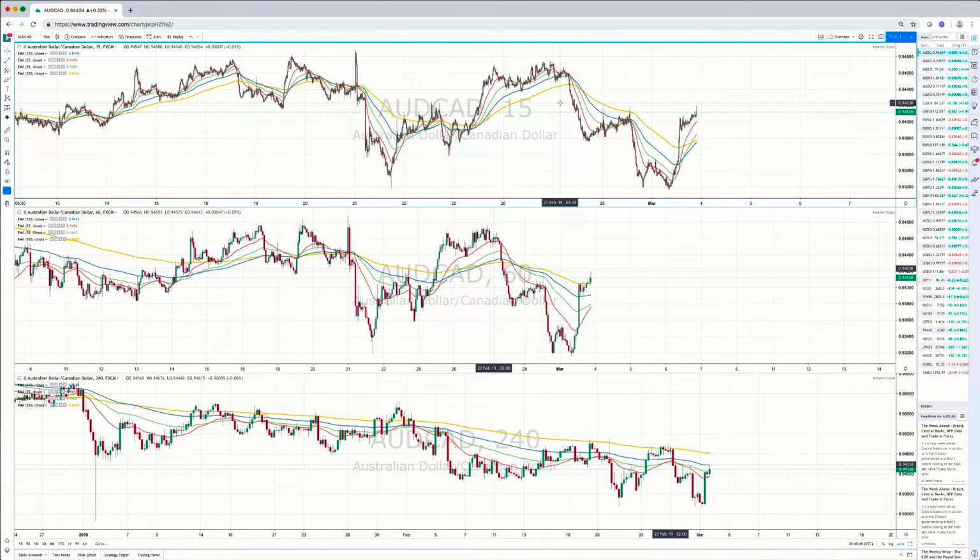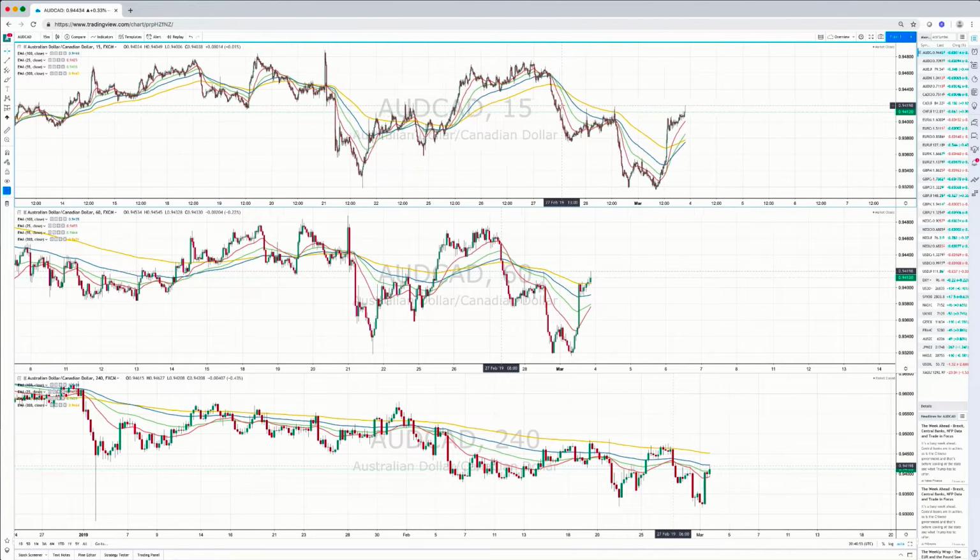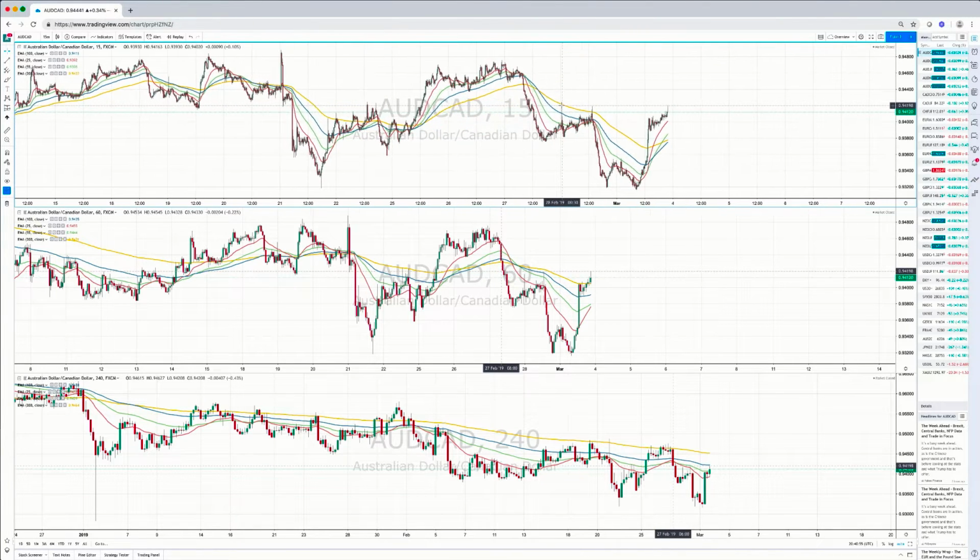What we're going to do in this video, and the weekend video as always, we're going to go through all of the pairs, even the ones that aren't necessarily setting up immediately, just to get a bit of a broad picture as to what's going on as a whole. So we'll start off by taking a look at the Aussie CAD.